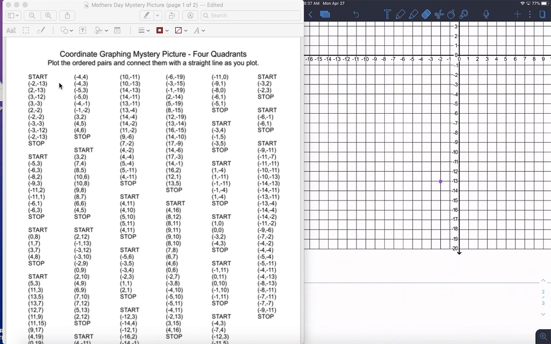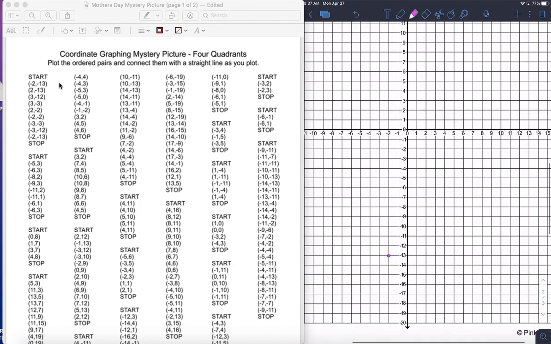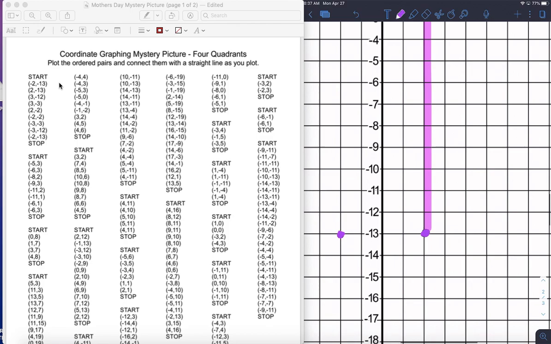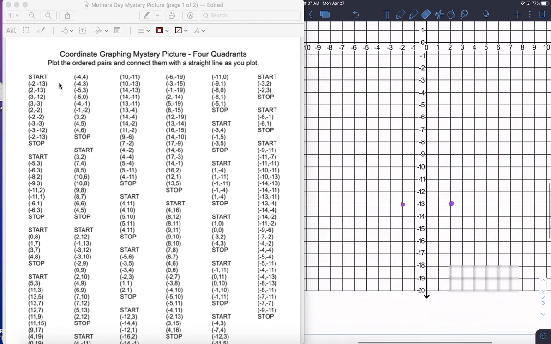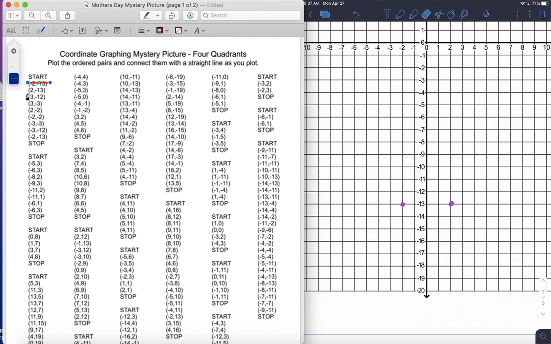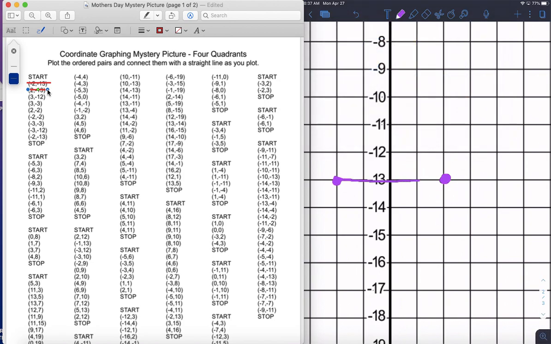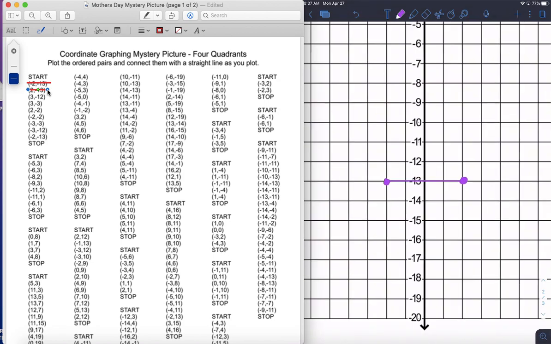Then the second one says +2, -13. So this time I'm going +2 in the x, and then -13 in the y. And I'm going to plot my point there. Now, I have done these first two, so I'm going to hopefully cross these off. Let's see here. I've done these two now. So I have to connect these. So I'm going to go just like that. Now I've connected those 2 points.